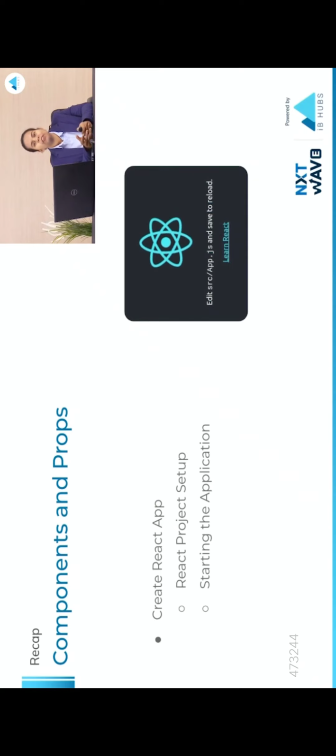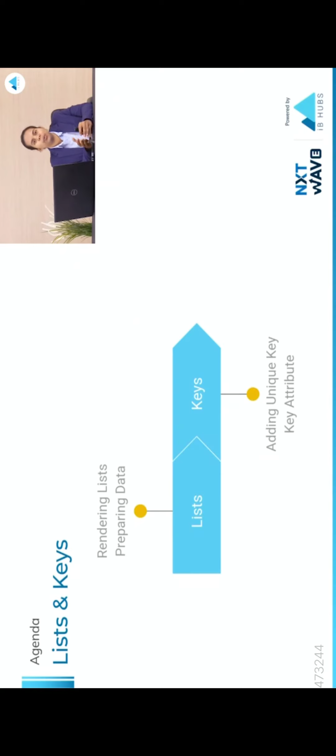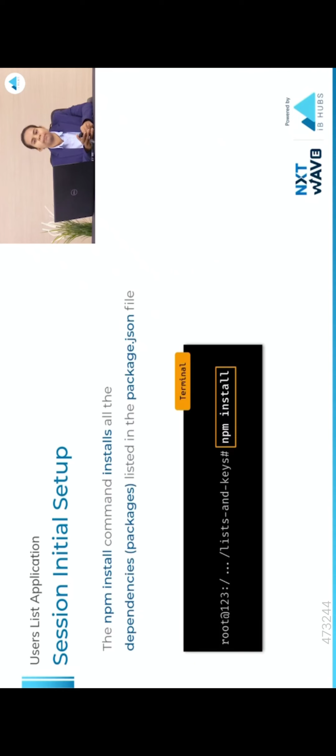Right. So regarding today's session, we'll understand about lists, about how to render a list, and we'll also understand about keys, about adding a unique key attribute. Okay, so to set up the code for today's session, you need to run this command. With this, the necessary resources will be downloaded, and then run the npm install command. With this, all the dependencies required will be installed.